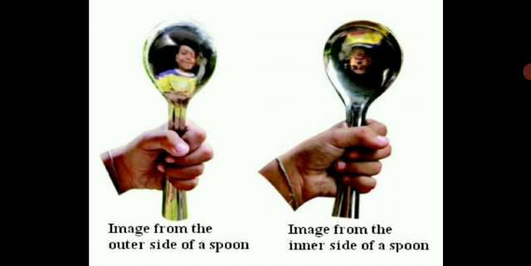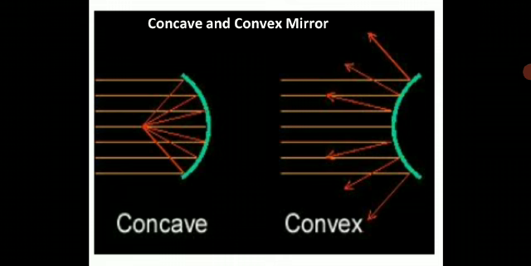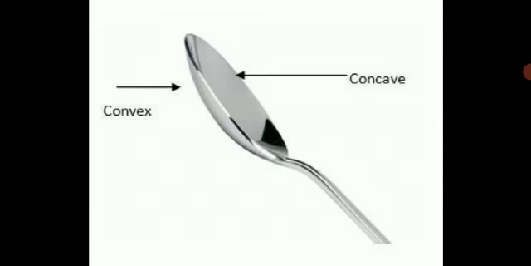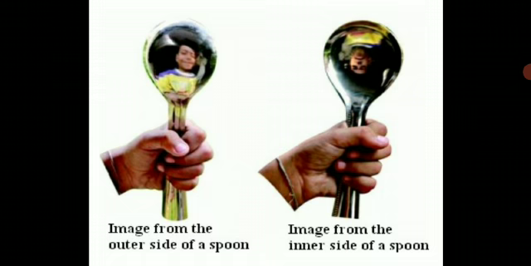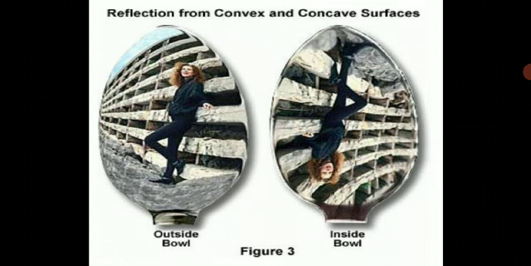The outer side will give you the erect image, that means the convex side of the spoon. Whereas the image from the inner side of the spoon, that means the concave part of the spoon, will give you an upside down, that is an inverted image. So you have seen the inner part is the concave part, and the outer part is the convex part. I hope you have drawn this diagram. Please draw it so that the concept with the spoon also becomes clear, children. So reflection from convex and concave surfaces you can see.